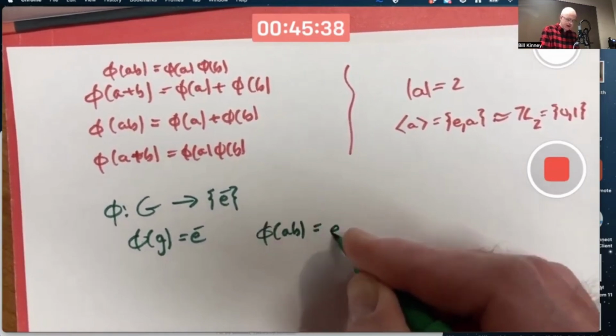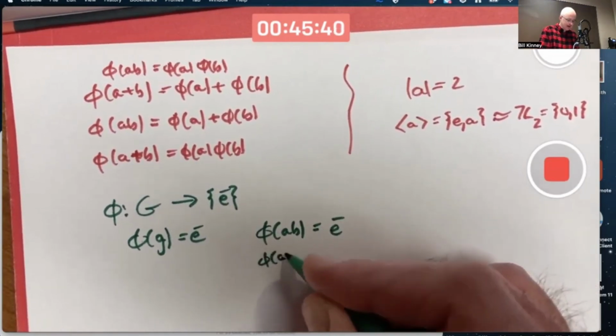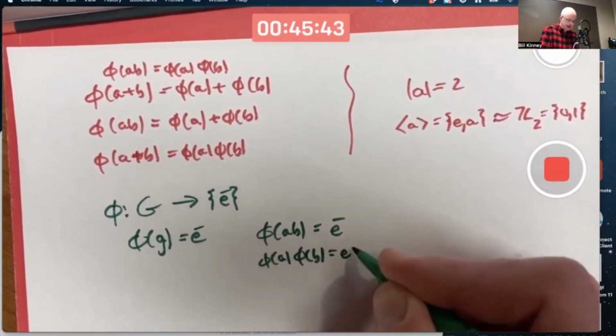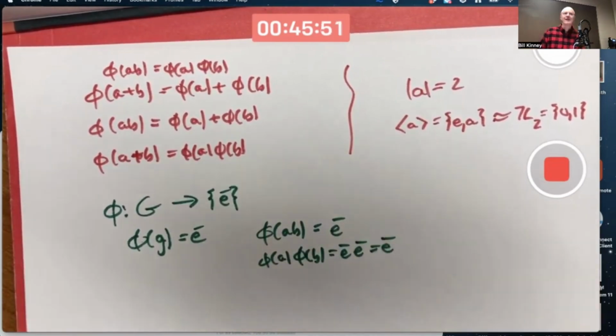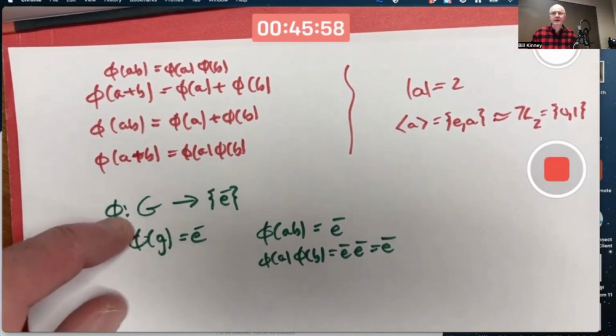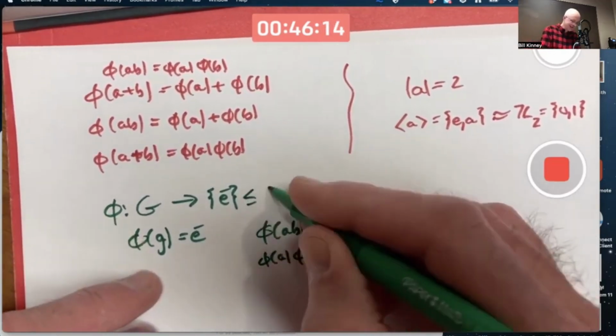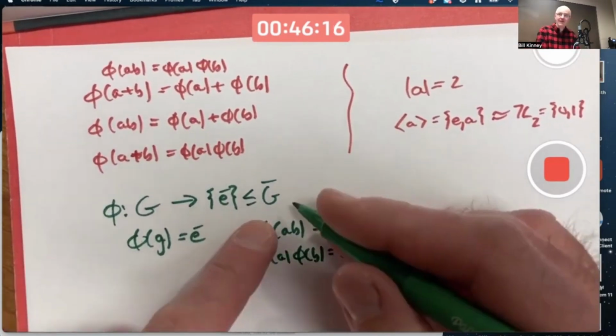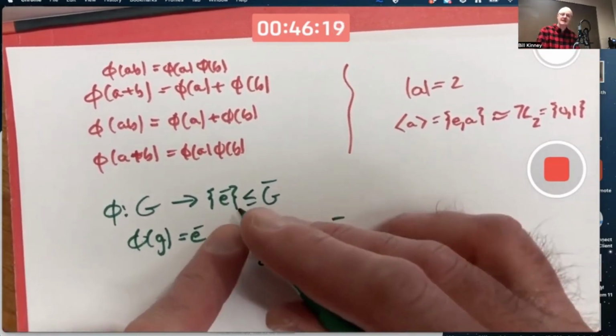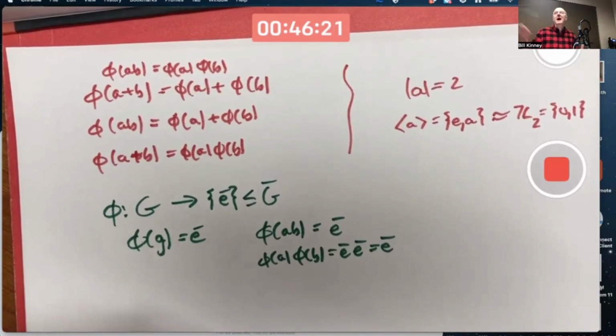Phi of AB would be E bar, and phi of A times phi of B would be E bar times E bar, which is E bar. It's called the trivial homomorphism. And if G is non-trivial, it's definitely not one-to-one. It is onto, but definitely not one-to-one. And you can definitely come up with homomorphisms that are not onto either. In fact, if you thought of this as a mapping to a G bar that was bigger than just E bar, then it would not be onto.